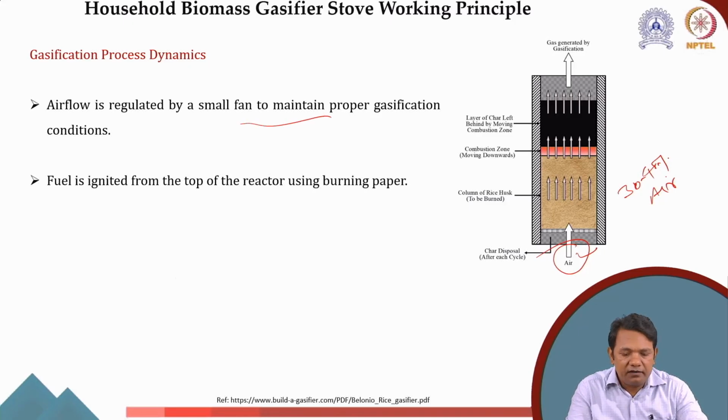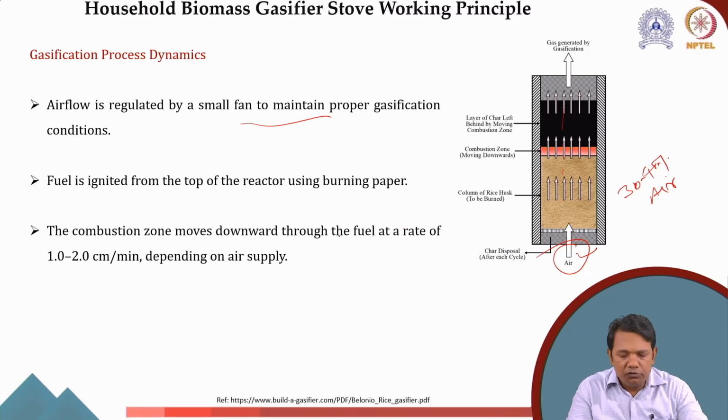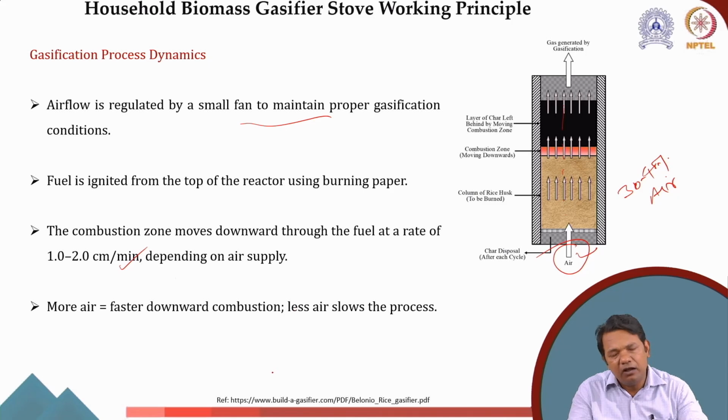Now the fuel is ignited from the top of the chamber because this is initially fully filled with the fuel, and then gradually this will start moving down. So the combustion zone moves downward through the fuel at a rate of 1 to 2 centimeter per minute depending on how much air you have supplied. More the air, faster is the downward combustion.